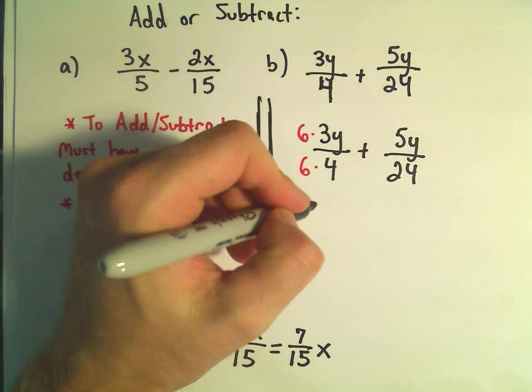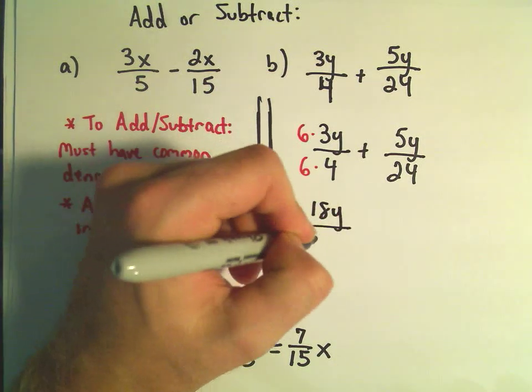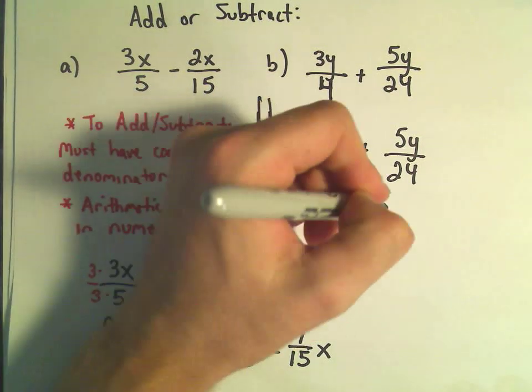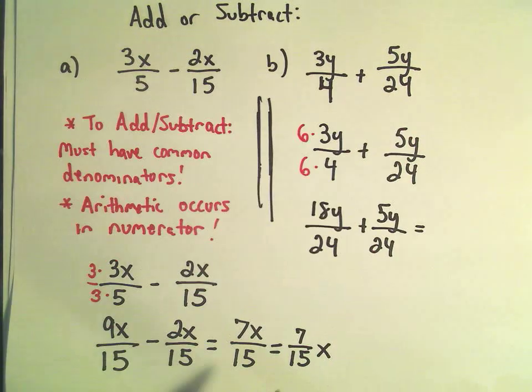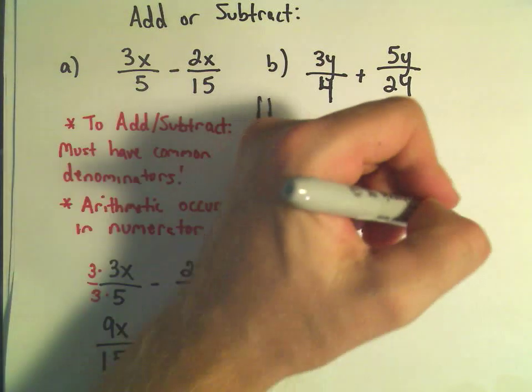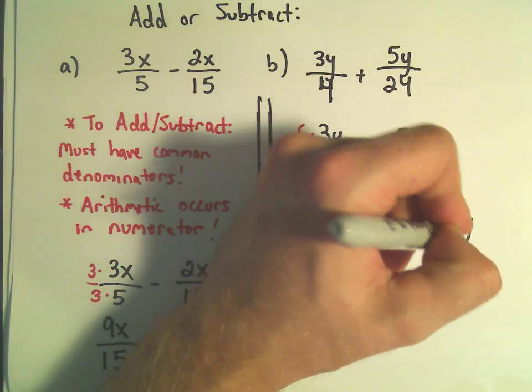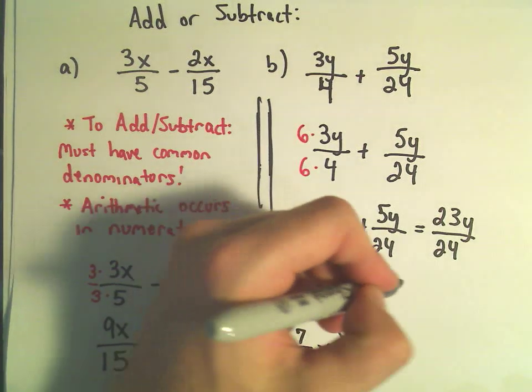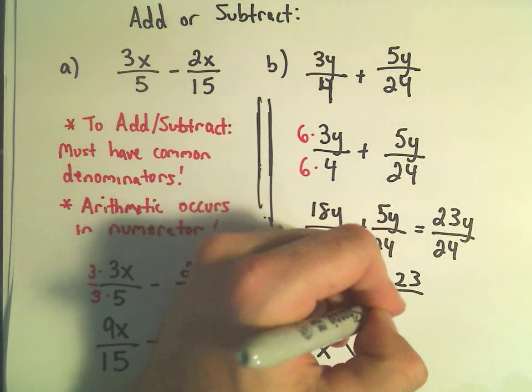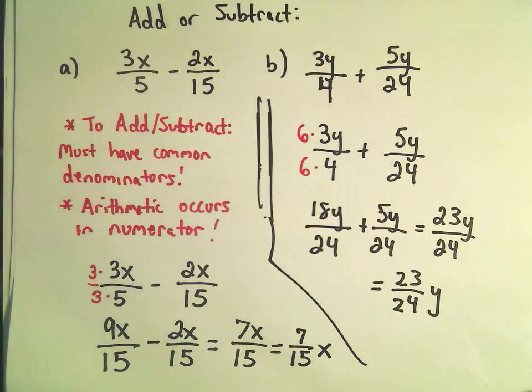So on top, we get 18y over 24 plus 5y over 24. If we add 18y and 5y, we simply get 23y over 24. And again, we could pull the y out to the side and write this as 23 over 24 times y. And now we have combined our fractions.